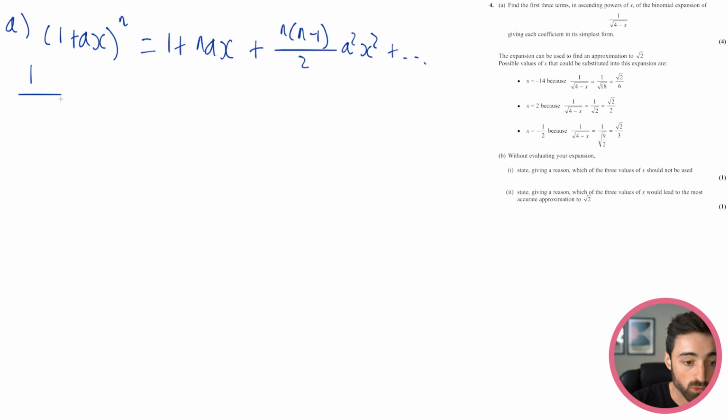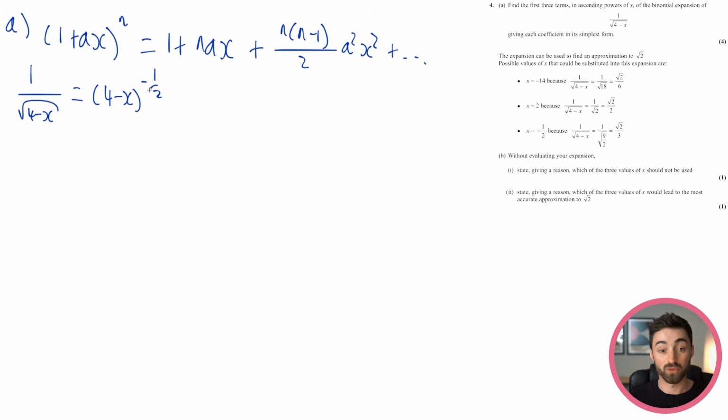Because we have 1 over the square root of 4 minus x. So how do we get it in that form? Indices. So this is going to be the same as 4 minus x, then to the power of minus a half. Are we in the form yet? No, because, super careful, this has to be a 1. So how do we make that a 1?